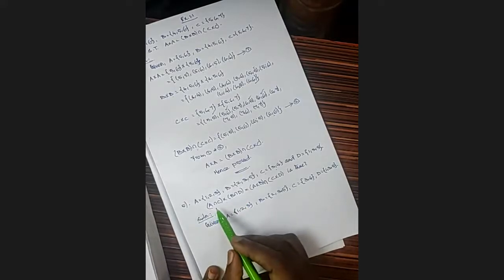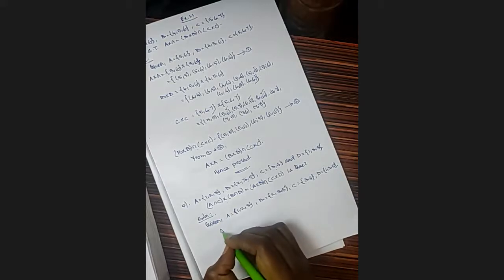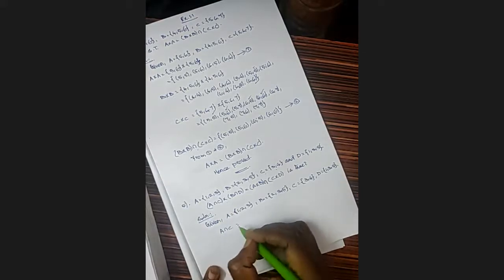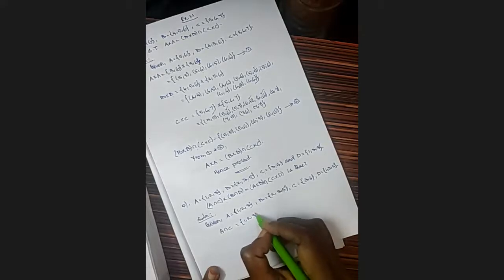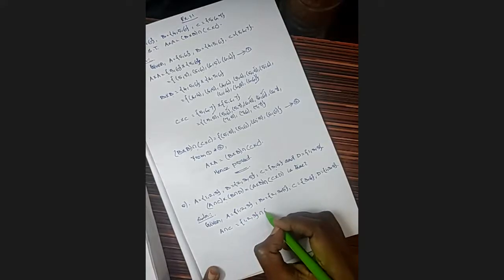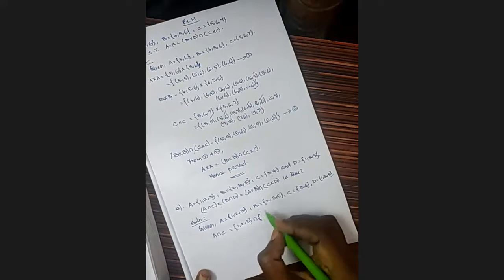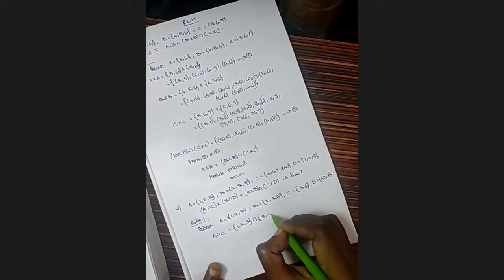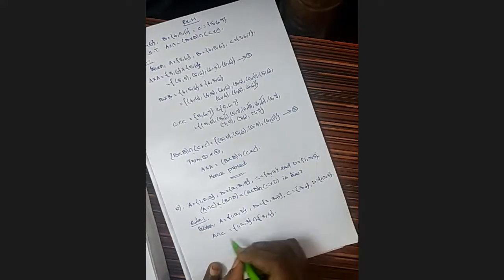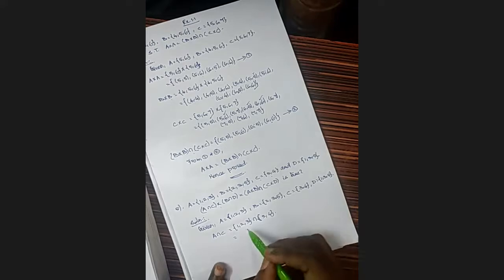In that, first we have to find out A intersection C. Now A intersection C equal to set A is {1, 2, 3} intersection the set C is {3, 4}. So what are the common elements here? The common element is 3 only. So in A intersection C, we have {3}.